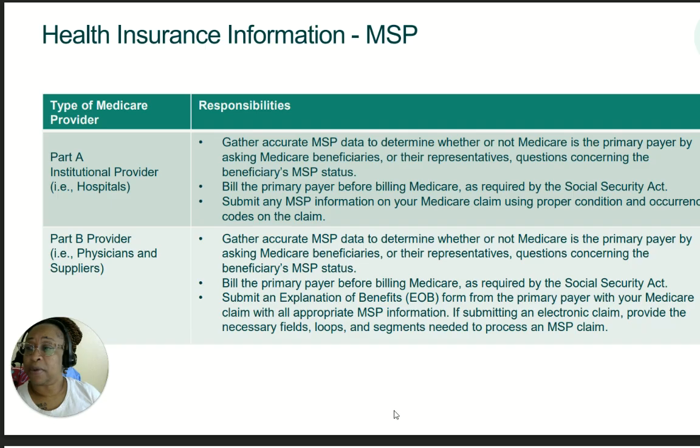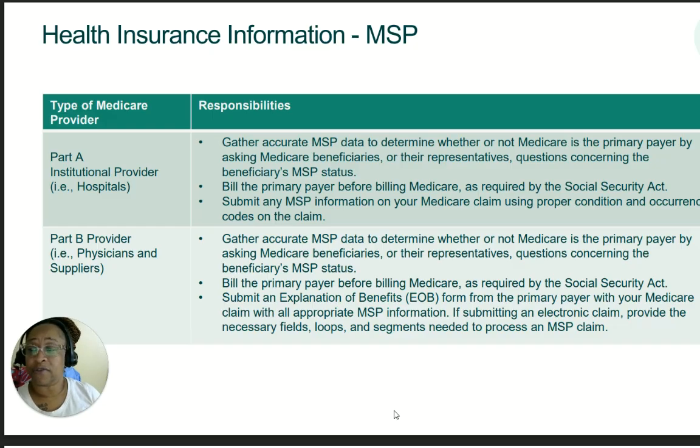Types of Medicare providers: we have Part A and Part B. Part A is for institutions, hospital only. Gather accurate MSP data to determine whether or not Medicare is the primary payer by asking the Medicare beneficiary or their representatives questions concerning the beneficiary's MSP status. Bill the primary payer before billing Medicare as required by the Social Security Act. Submit any MSP information on your Medicare claim using proper condition and occurrence codes on the claim.